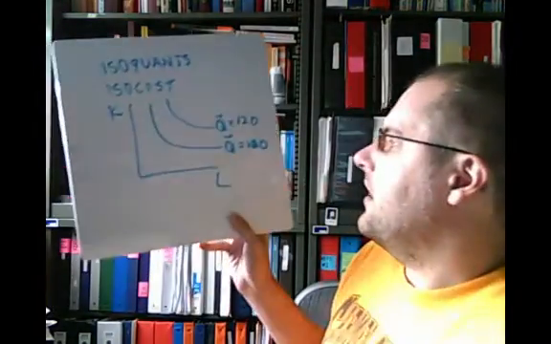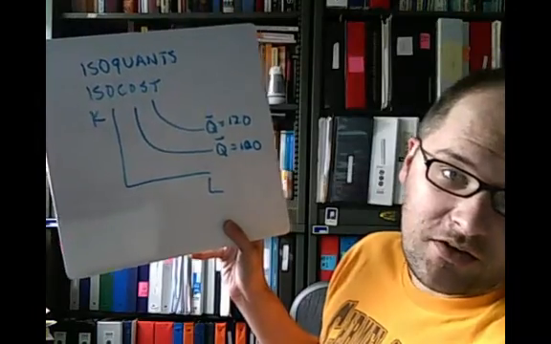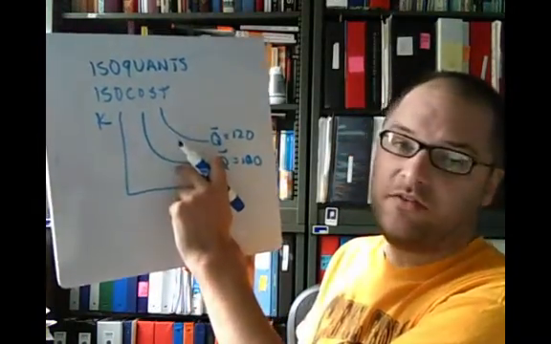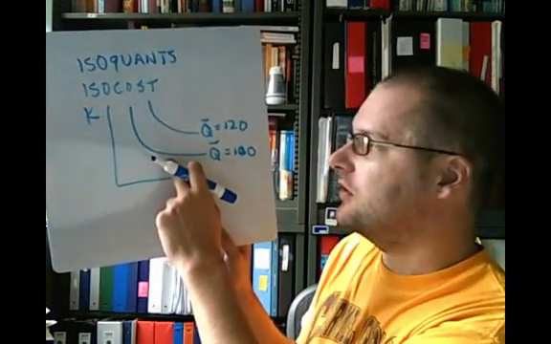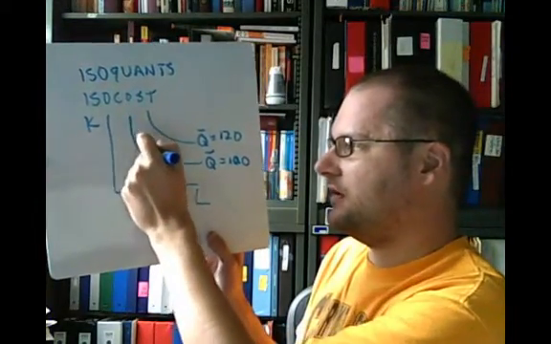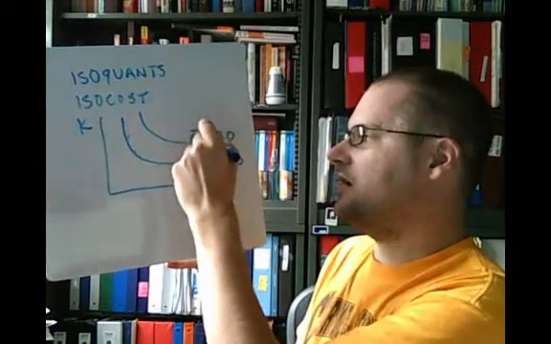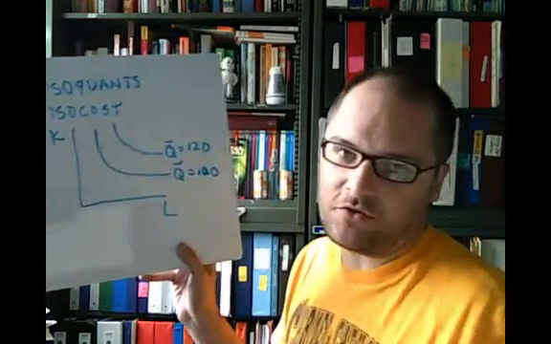Now, obviously, these quantities are cardinal numbers. The numbers actually mean something relative to each other, right? That this is 20% more production than this. You couldn't do that with utility numbers because those were ordinal. These are cardinal quantities, and we say that these are all the combinations of capital and labor that give us an output of 100 units. These are all the combinations of capital and labor that give us output of 120.